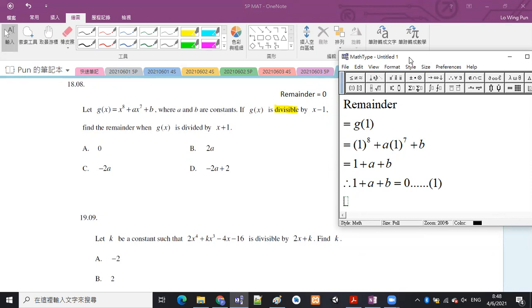Okay? And then I don't know what to do at this moment. So I just say this to be equation 1 first.